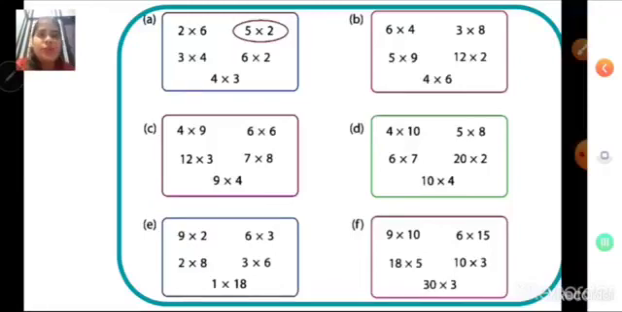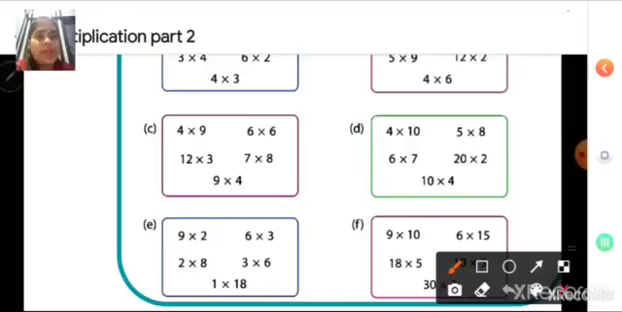Now let us move on to B1. Now what is 6 4s are? 24. 3 8s are 24. 12 2s are 24. 4 6s are 24. 5 9s are. What is 5 9s are? 45. Correct. So this is the odd one out. So we have to circle 5 9s are.